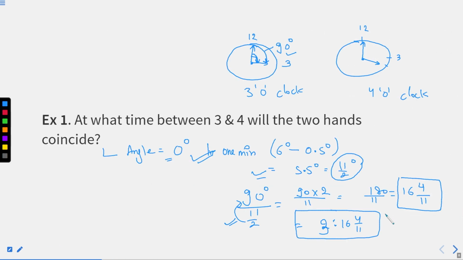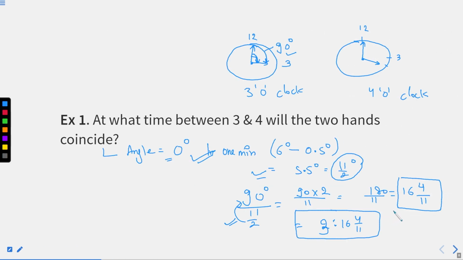So which one you like, you can opt for it as well, right? Previously I have explained this complete method, in which we are using the unitary method, that in 1 minute the difference of 5.5 is there. So in how much time we are able to cover the difference of 90 minutes. I hope this part is clear.